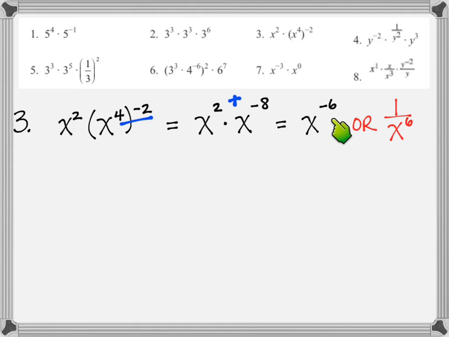Remember, this negative exponent means you could also have the reciprocal of the base, so the reciprocal of x is 1 over x, and so we have all of that being raised to the 6, but that just ends up being just x raised to the 6.